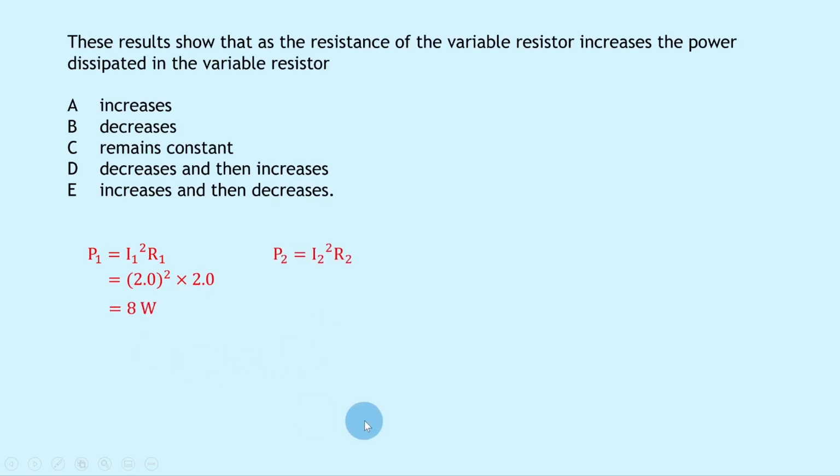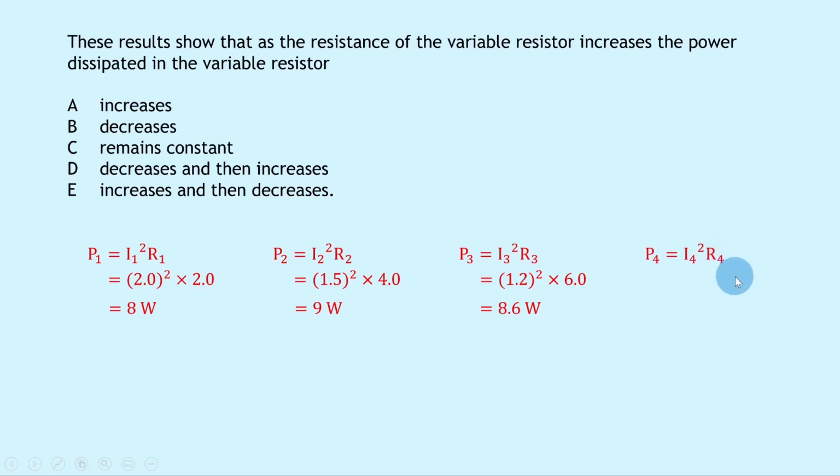For the second column, we have P2 equals I2 squared times R2, which is 1.5 squared times 4.0, which is 9 watts. And then for P3, we have P3 equals I3 squared times R3, which if we plug in the numbers gives 1.2 squared times 6.0, which gives us 8.6 watts. And then for the fourth column, we have P4 equals I4 squared times R4. Plugging in the numbers, we get 1.0 squared times 8.0, and putting that into your calculator gives us 8 watts. So you can see that as we increase the resistance of the variable resistor, the power increases, but then it decreases again. So that gives us the answer of E.